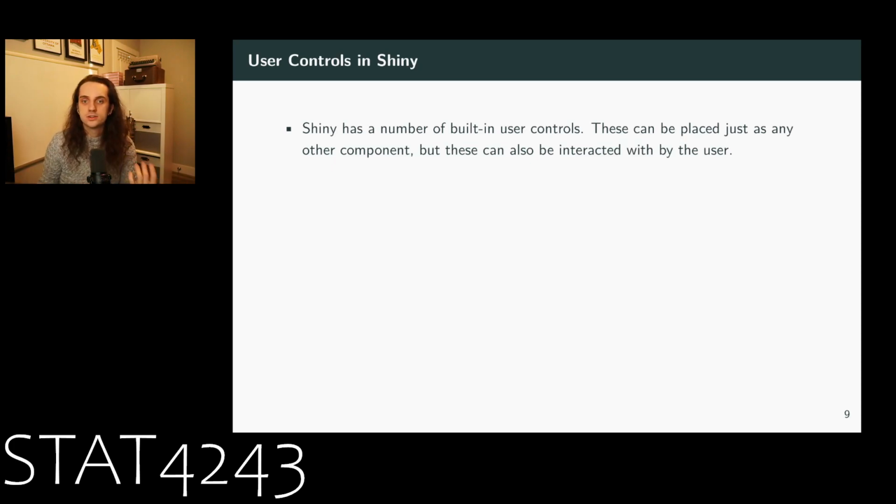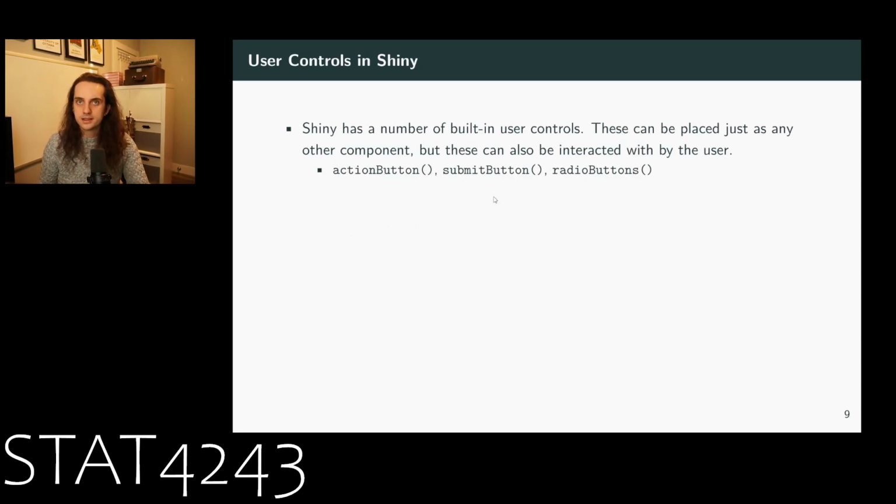How do we actually get to user controls? Just like all of the elements, Shiny is going to have a bunch of built-in controls. These are going to be things that the user can interact with to set different values, and then we're going to ultimately be able to respond to those in our application. So how do we go about doing this? Well, they're going to be placed just like any of the other elements that we were just seeing within our Shiny application.